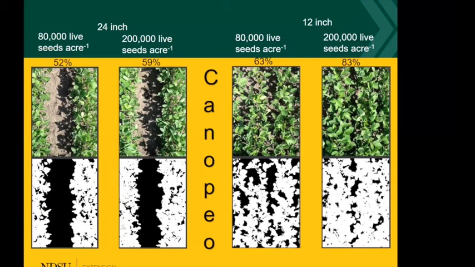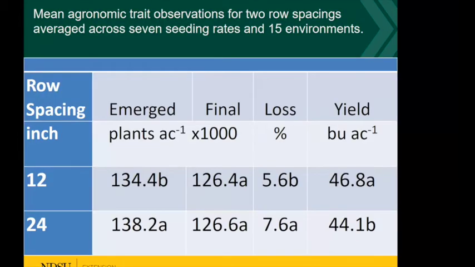If you increase the seeding rate, you have more percent cover. But now look between the 24 and the 12-inch. This is early season, but you can see that with 80,000 it is 63%, and with 200,000 live seeds, which is a little high, it has 83% coverage. So I think when we think about seeding rate and row spacing, we are trying to maximize that early season interception of sunlight, and that will set us up for good yield potential.